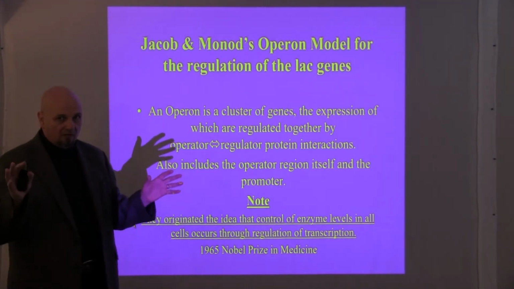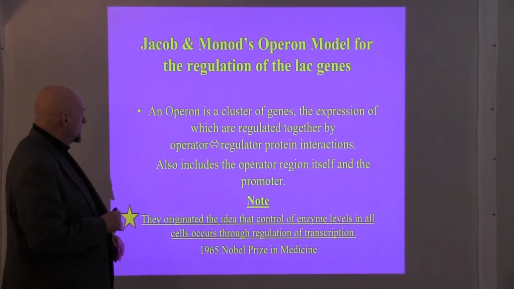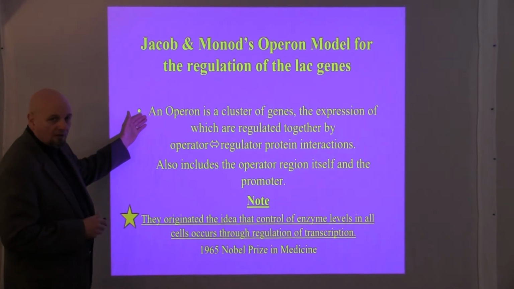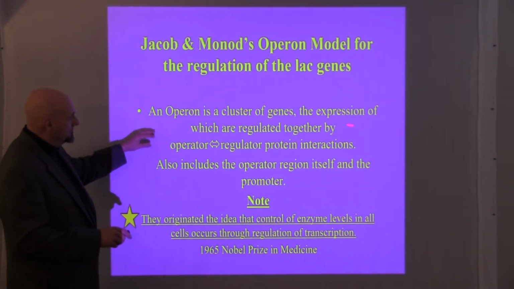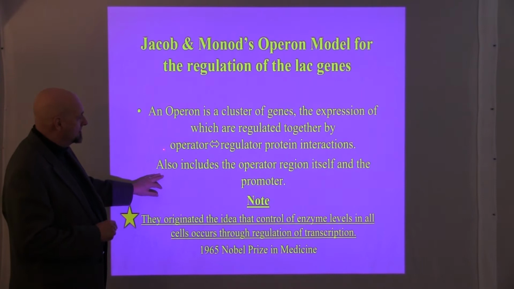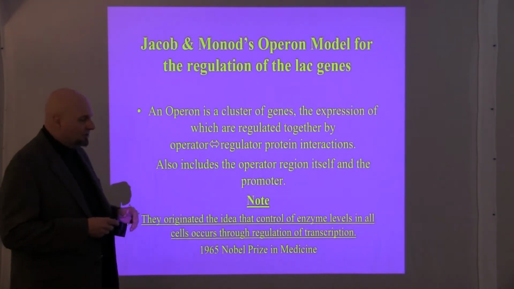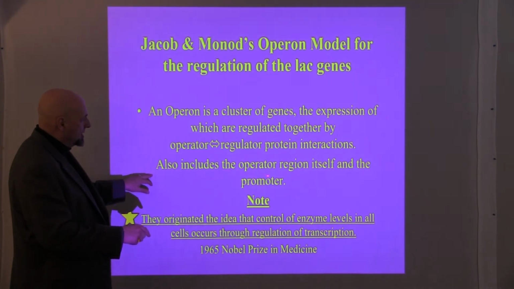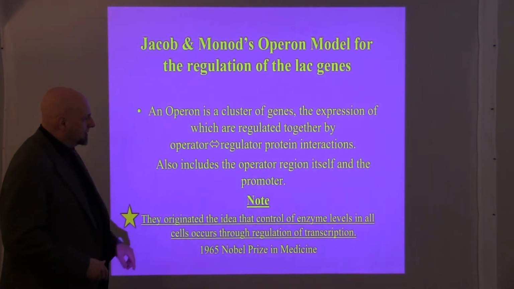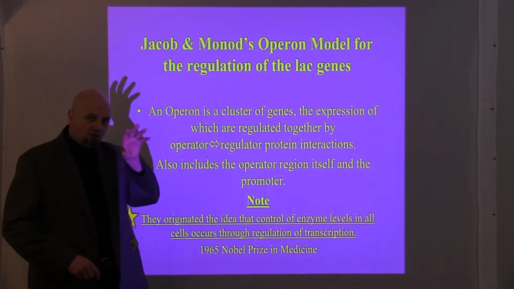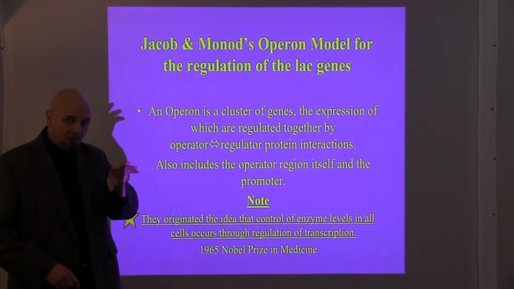It was a big event, what they did, okay? So, an operon, as they presented it, is a cluster of genes, the expression of which is regulated together by an operator-regulator protein interaction. So it's binding to that region. It also includes the operator region itself and the promoter. So the operator region is going to be that controlling site in this particular case.